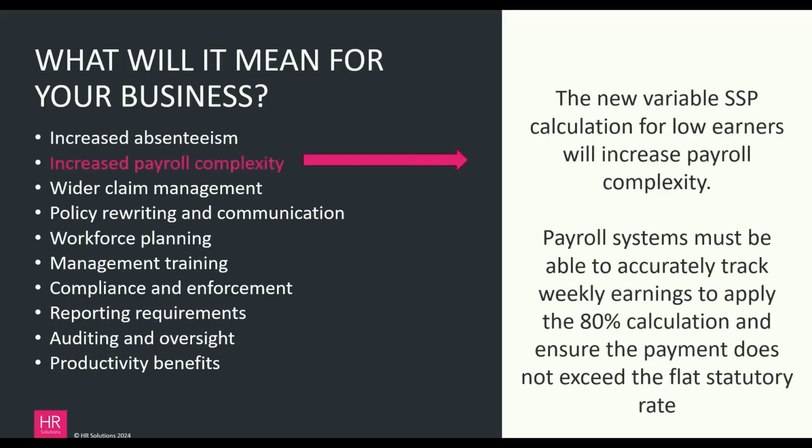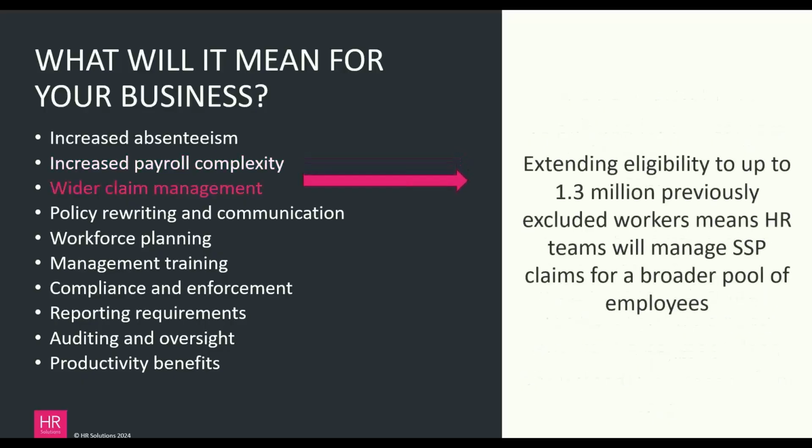We're also going to have more complexity around the payroll, because of the variable SSP calculation for low earners. Payroll systems must be able to accurately track weekly earnings to apply that 80% calculation and ensure payment doesn't exceed the flat statutory sick pay rate. From a wider claim management perspective, we're going to see SSP extended by incorporating an additional 1.3 million workers, so your HR teams are going to need to manage SSP-related tribunal claims for a broader pool of employees.